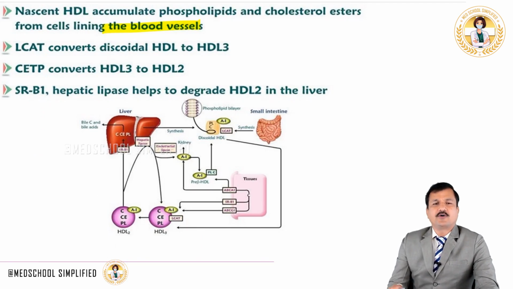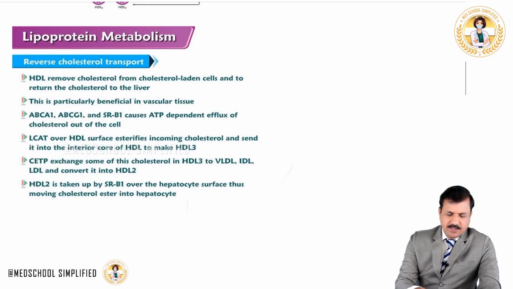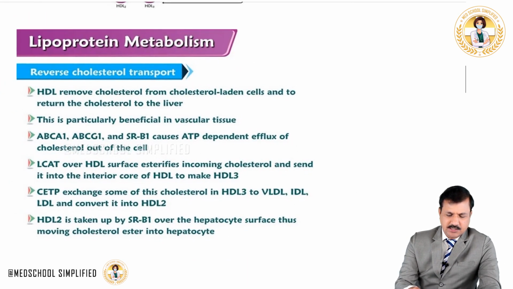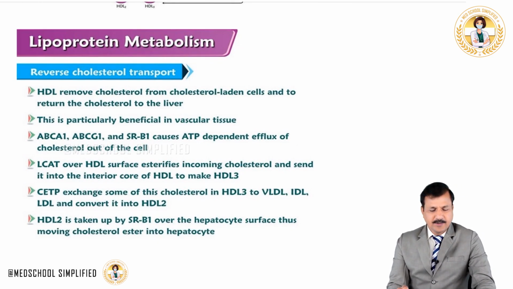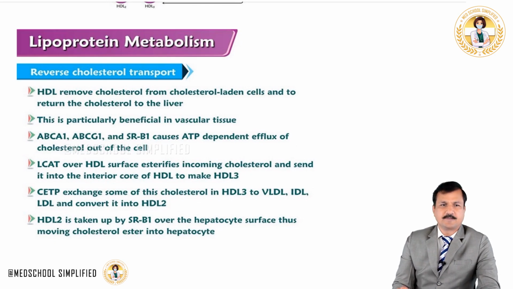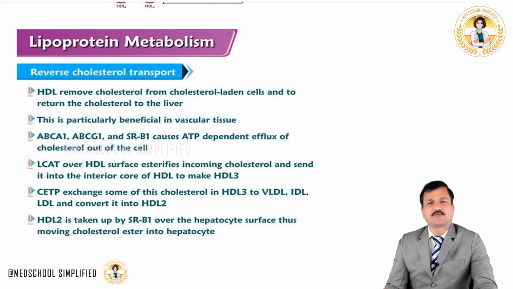Now let me explain how exactly a nascent discoidal HDL will be converted into HDL3 and later into HDL2, and how it will be taken up by the liver to offload all the content that is coming from the peripheral circulation. Now there is something called the reverse cholesterol transport mechanism that you must remember in order to understand the metabolism of HDL cholesterol. One of the functions of HDL cholesterol is to remove excess cholesterol from the peripheral tissues and bring it back to the liver.